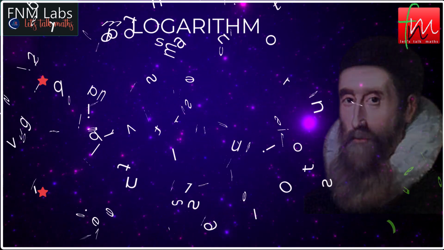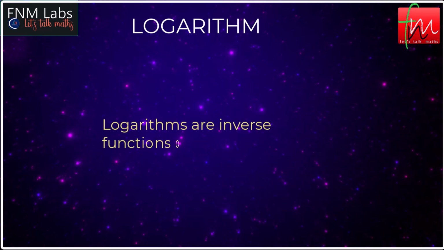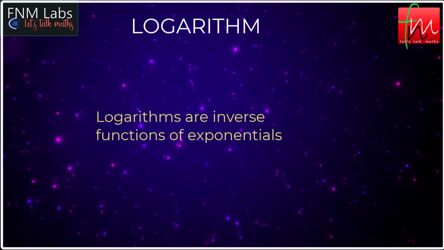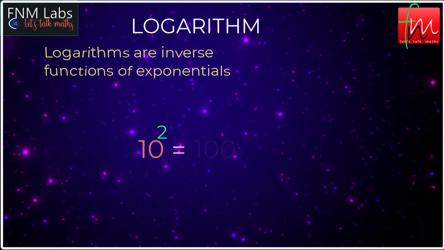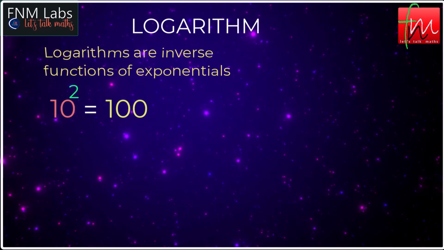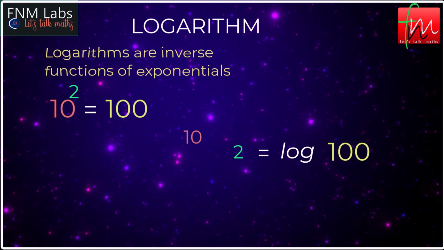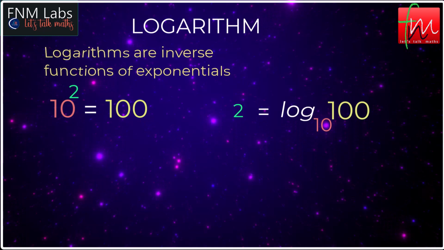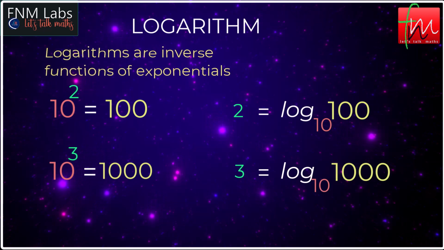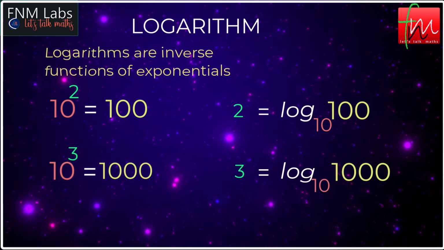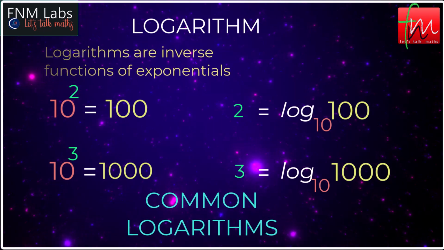So what are logarithms? Logarithms now are viewed as inverse functions of exponentials. For example, we know the exponential number 10 to the power 2 is 100. Here, the exponent 2 is called the logarithm of 100 to the base 10. Similarly, 10 to the power 3 is 1000. So we say the logarithm of 1000 to the base 10 is 3. These logarithms whose base is 10 are called common logarithms.